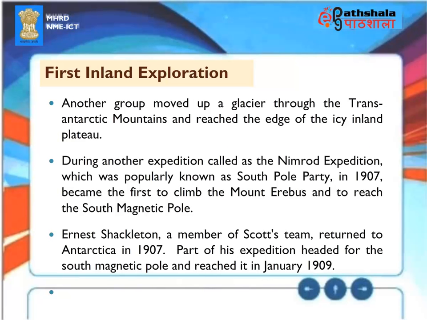Another group moved up a glacier through the Transantarctic Mountains and reached the edge of the icy inland plateau. During another expedition, called the Nimrod Expedition, popularly known as the South Pole Party, in 1907, they became the first to climb Mount Erebus and to reach the South Magnetic Pole. Ernest Shackleton, a member of Scott's team, returned to Antarctica in 1907. Part of his expedition headed for the South Magnetic Pole and reached it in January 1909.